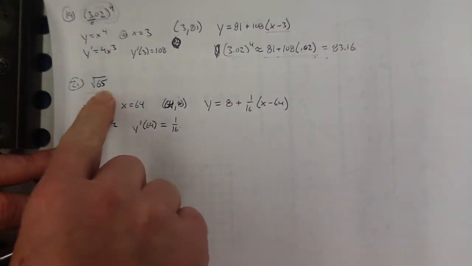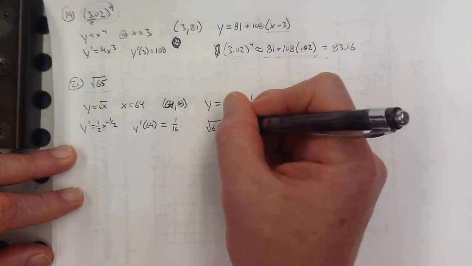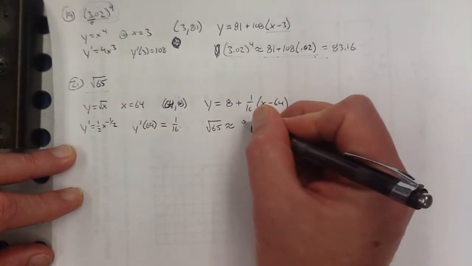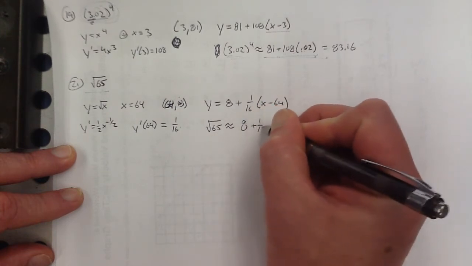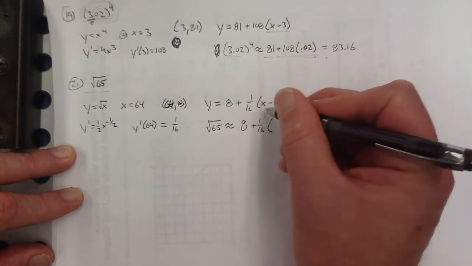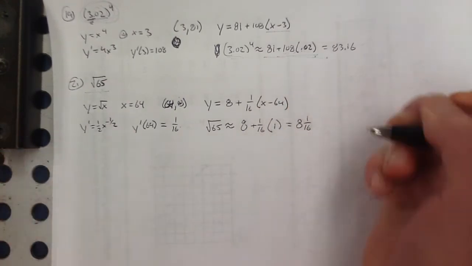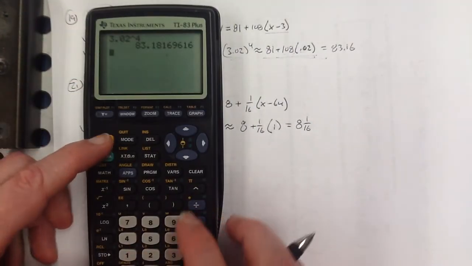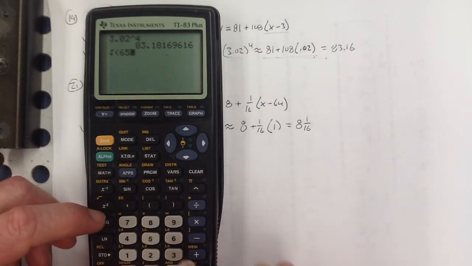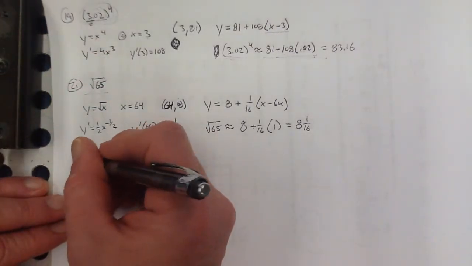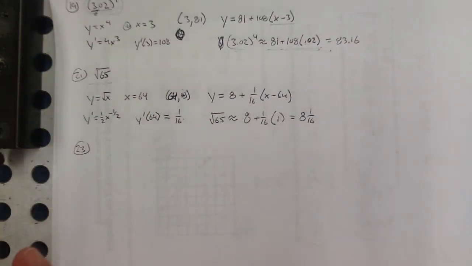And that means that the square root of 65 can be approximated by plugging 65 into this, which is 8 plus 1/16 times 1. Want to check? What's the square root of 65? What is 8 and 1/16? You know what I'm going to say. Not even going to say it.